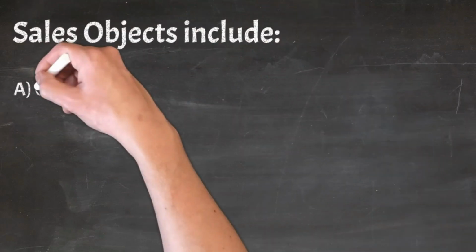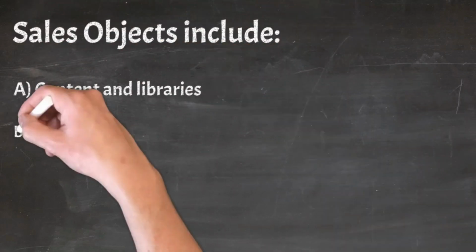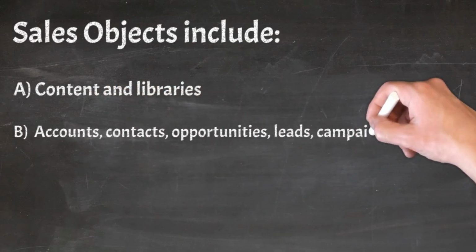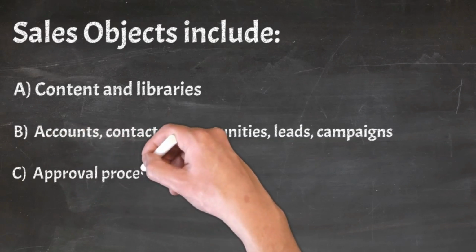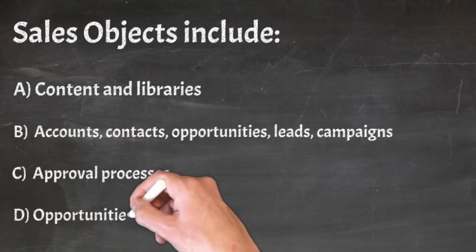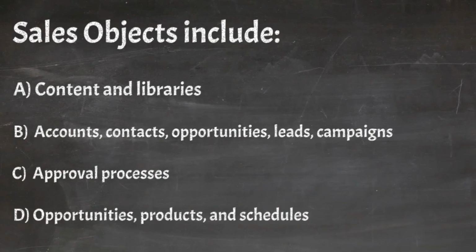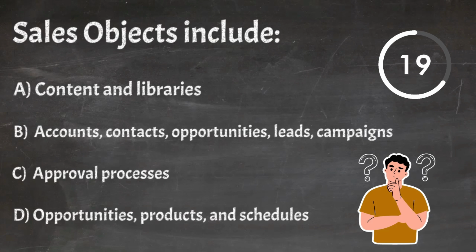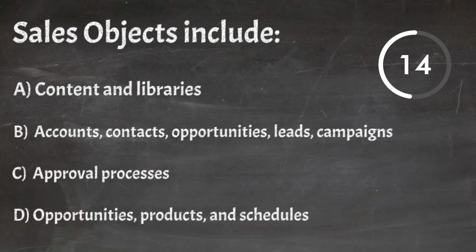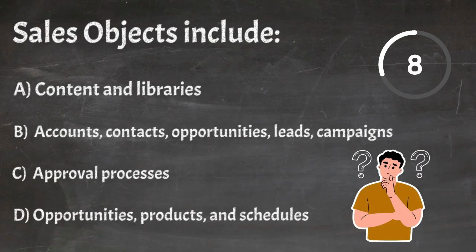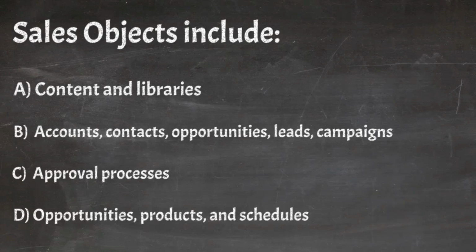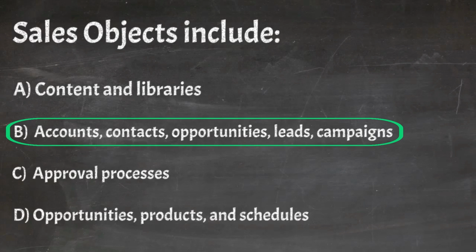Question 15. Sales objects include A. Content and libraries. B. Accounts, contacts, opportunities, leads, campaigns. C. Approval processes. D. Opportunities, products, and schedules. Correct answer B. Accounts, contacts, opportunities, leads, campaigns.